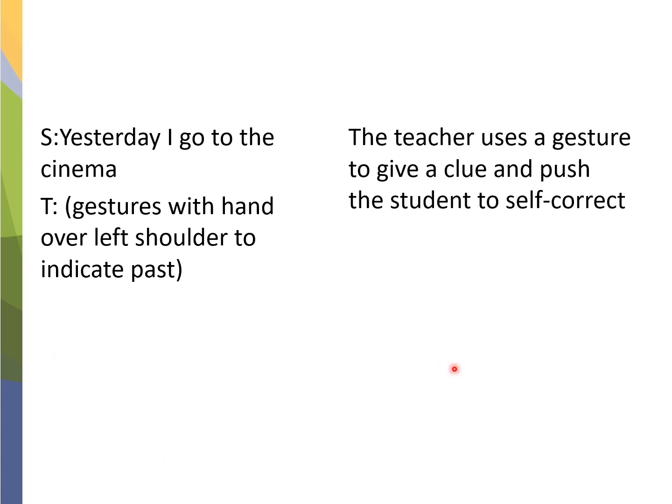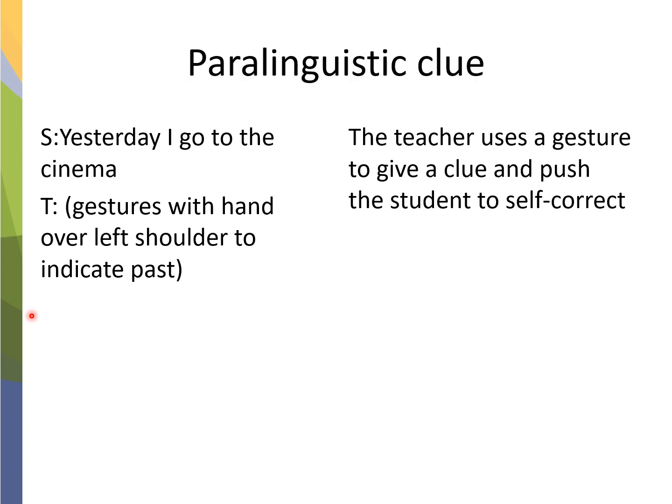So here, the teacher uses a gesture to give a clue. And this is a technique to prompt self-correction from the student. So hopefully what will happen here is the student will realize what the teacher is showing them and will say, oh, yesterday I went to the cinema. And this technique is called paralinguistic clue.